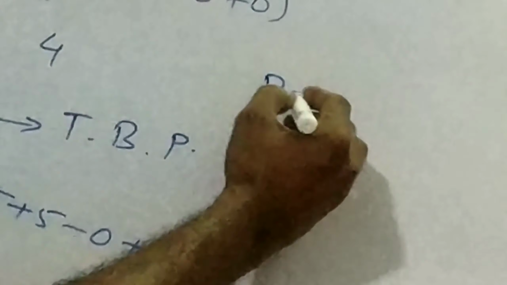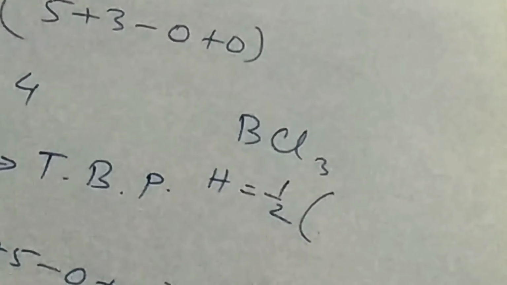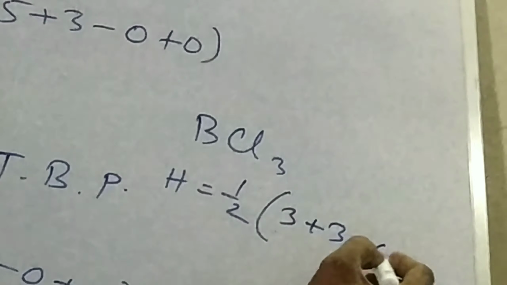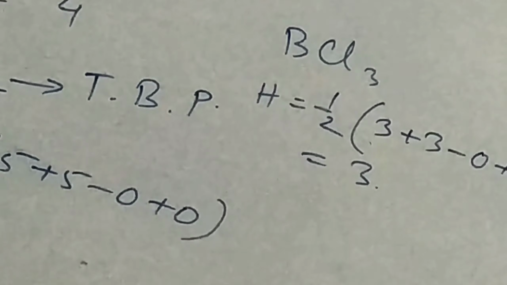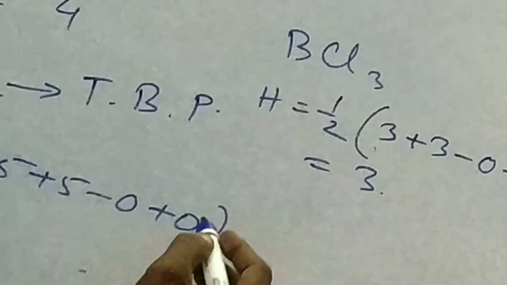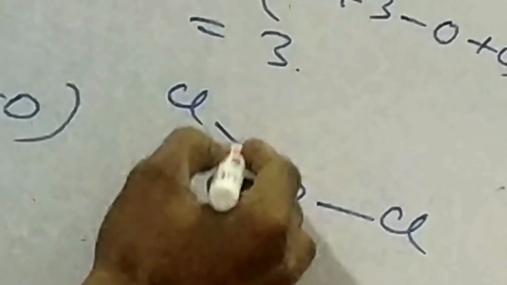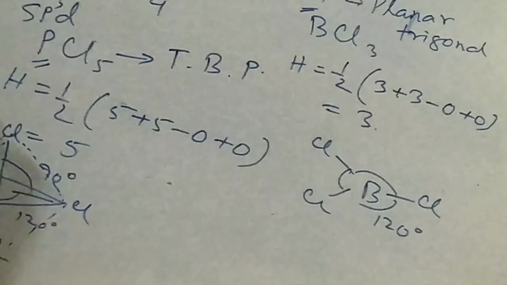In case of BCl3, H, the number of hybrid orbitals, equals half into boron possesses 3 electrons in its outermost shell. Therefore V equals 3, plus there are 3 monovalent atoms, chlorine, 3. There is no positive or negative charge. So there are 3 hybrid orbitals around the boron atom, so 3 atomic orbitals have undergone intermixing, out of which one is s and the other 2 are p orbitals. So here the boron atom is sp2 hybridized and the structure is planar trigonal or triangular, like this: B, Cl, Cl, Cl, and all bond angles are 120 degrees. Okay. Now we should see another structure.